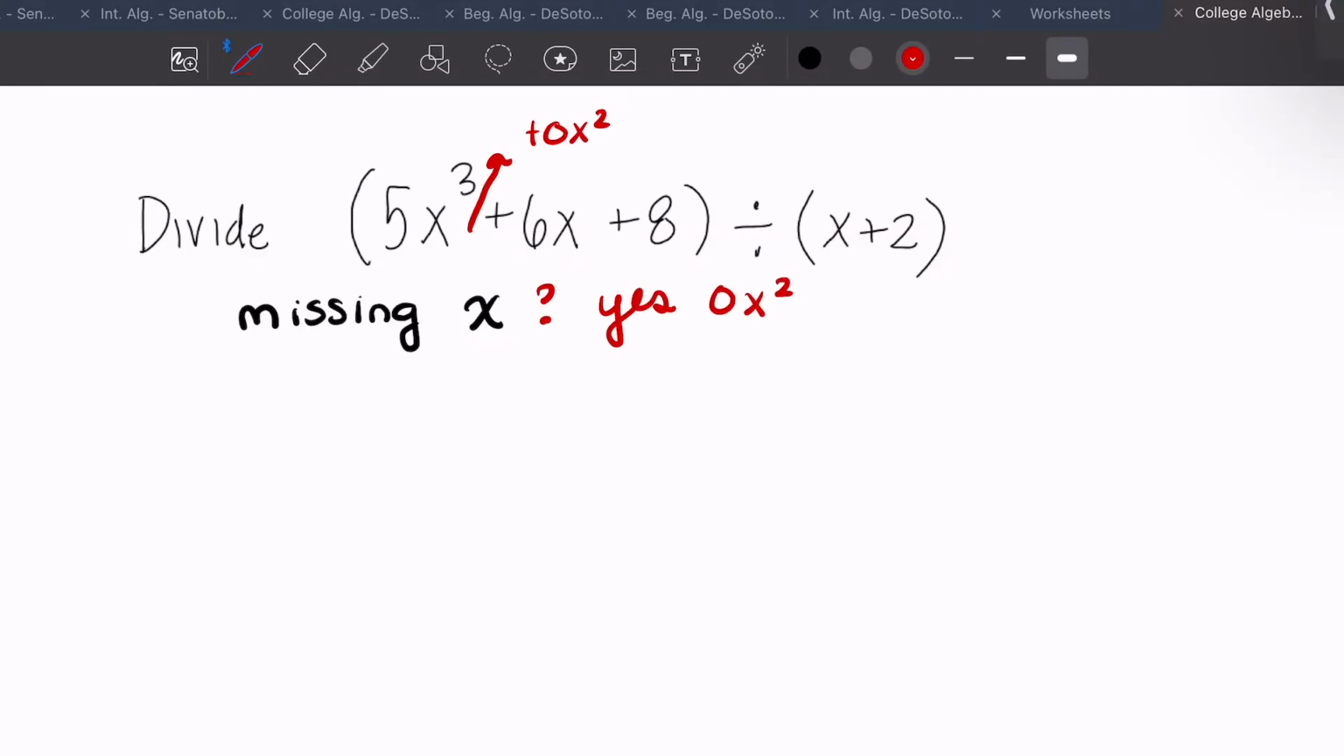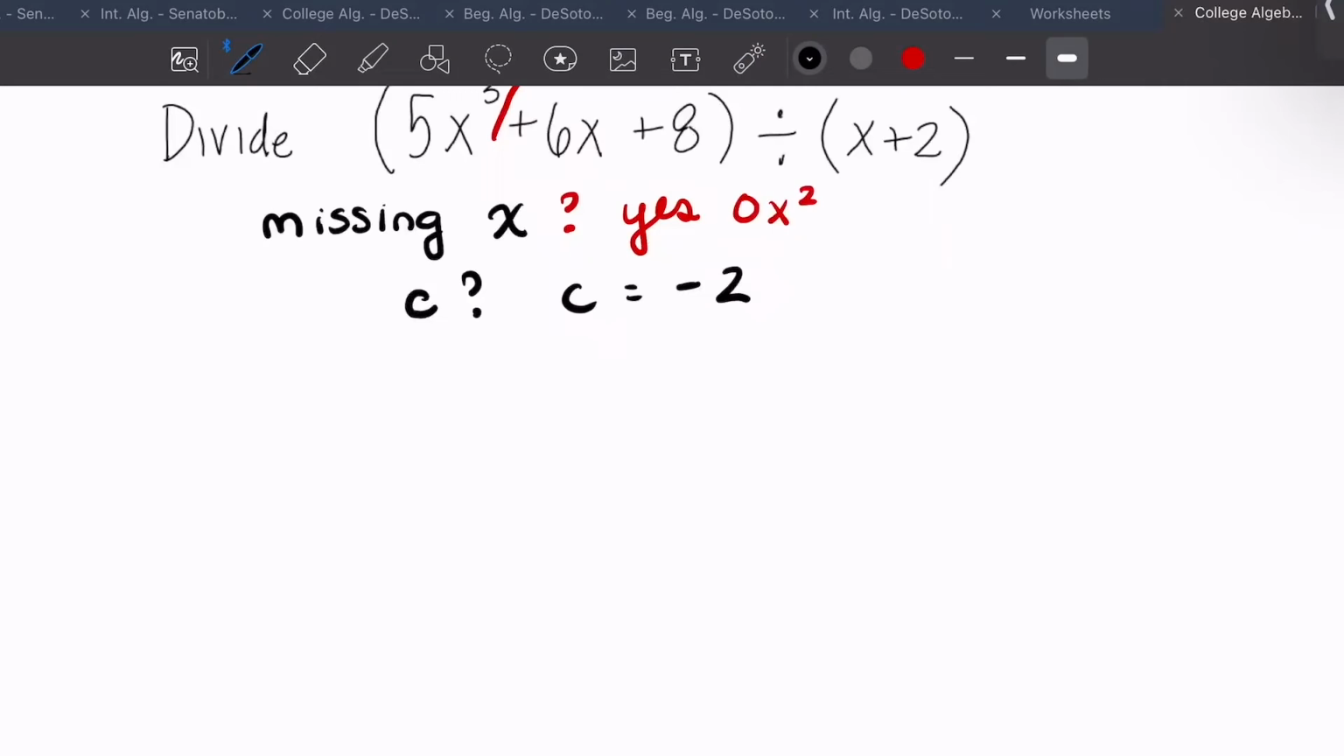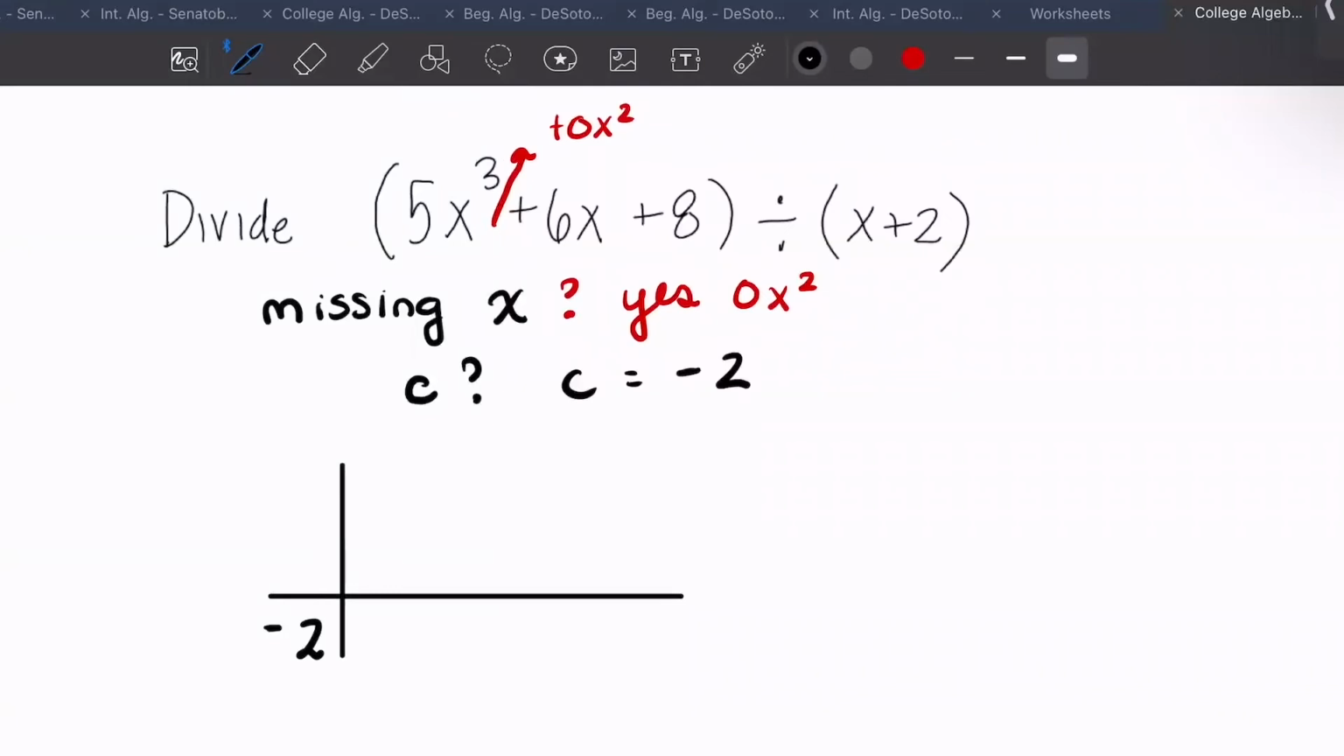So I'm going to need to account for that. And what is C? C equals the opposite of whatever this is, negative 2. All right, now we're ready to draw our box and do our procedure. Negative 2 goes in the bottom left. We need to list our coefficients: 5, 0, 6, 8.